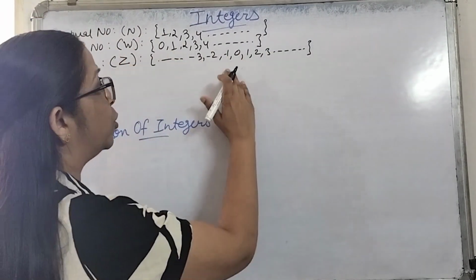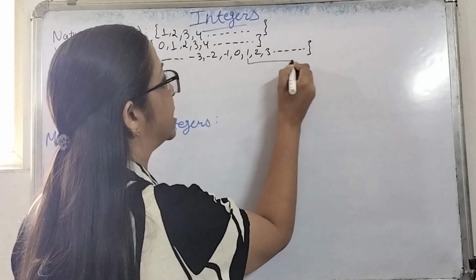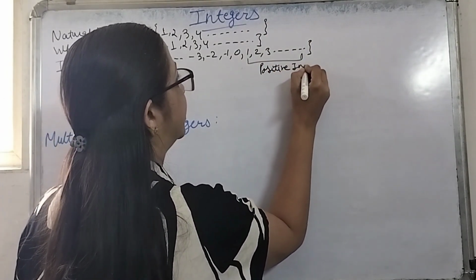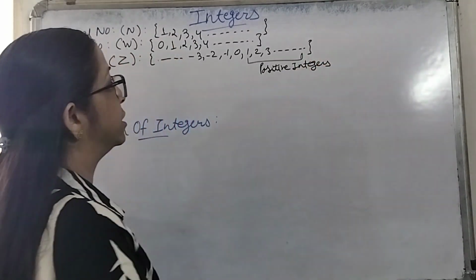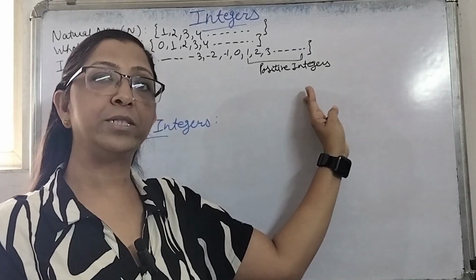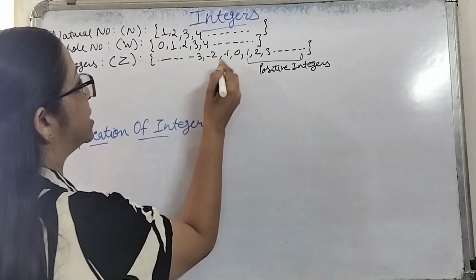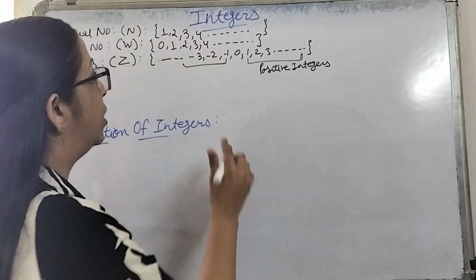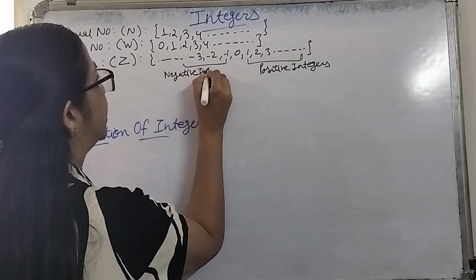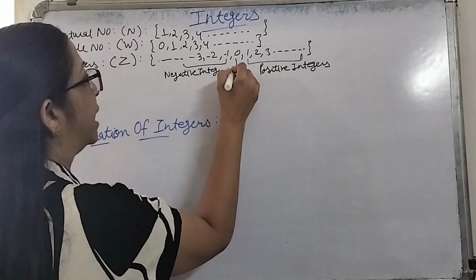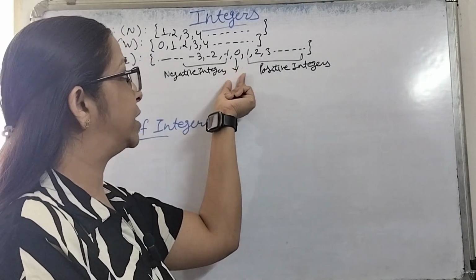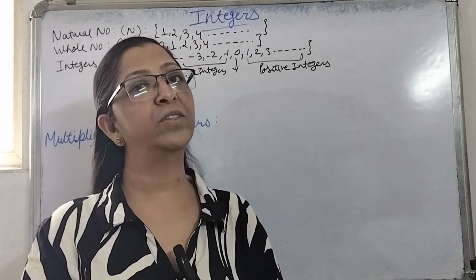Over here, towards the right of the 0, all these numbers are known as your positive integers. Whatsoever numbers are there towards the right of the 0 are positive integers, and whatsoever numbers are there towards the left of the 0 are known as your negative integers. These are your negative integers, and 0 is neither positive nor negative. It is even an integer, but it is neither positive nor negative.